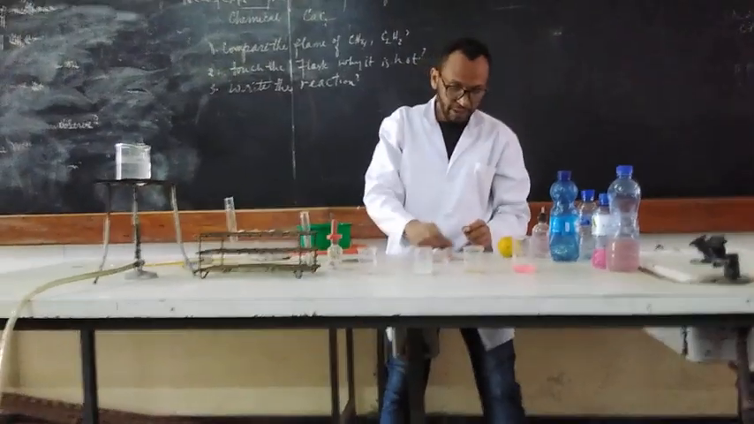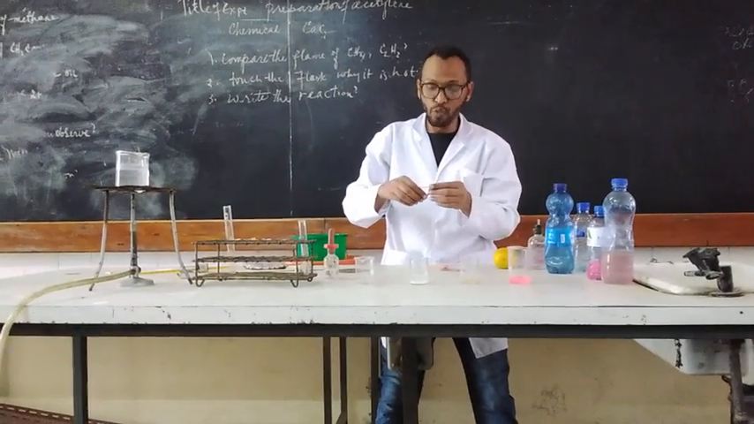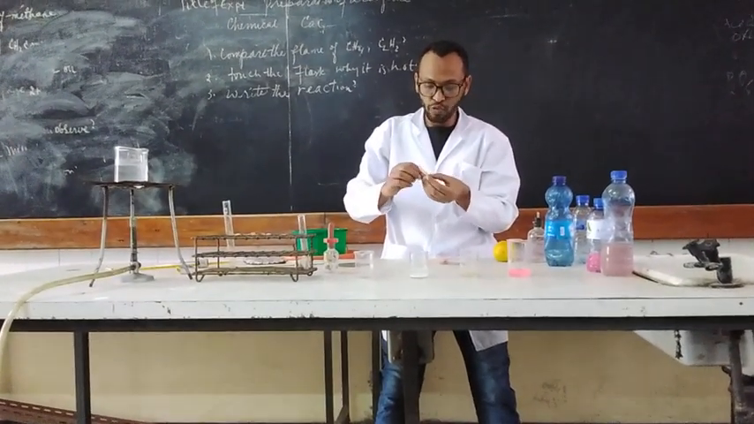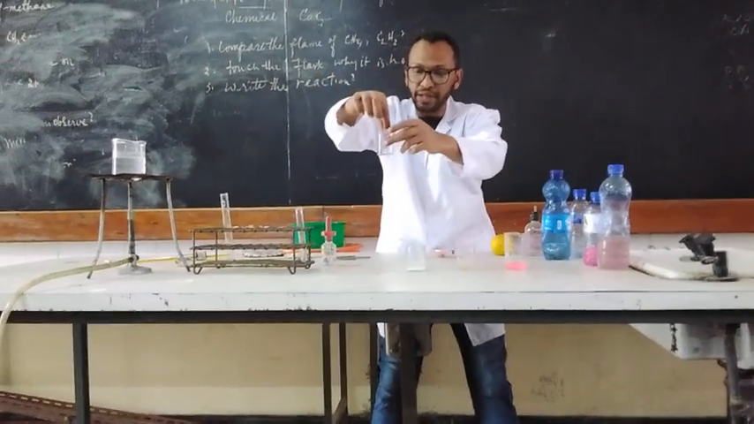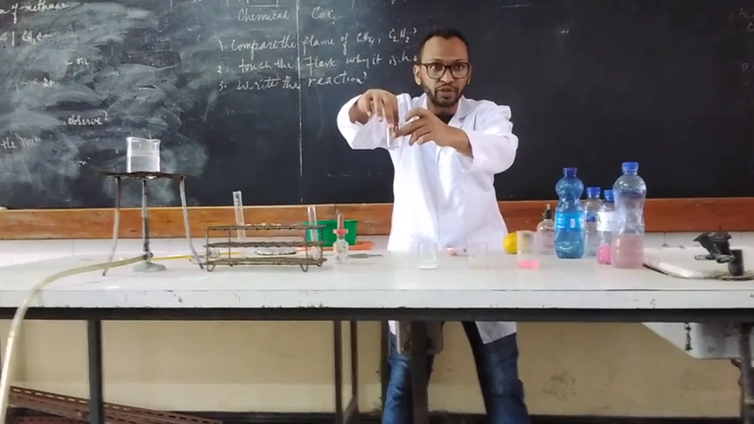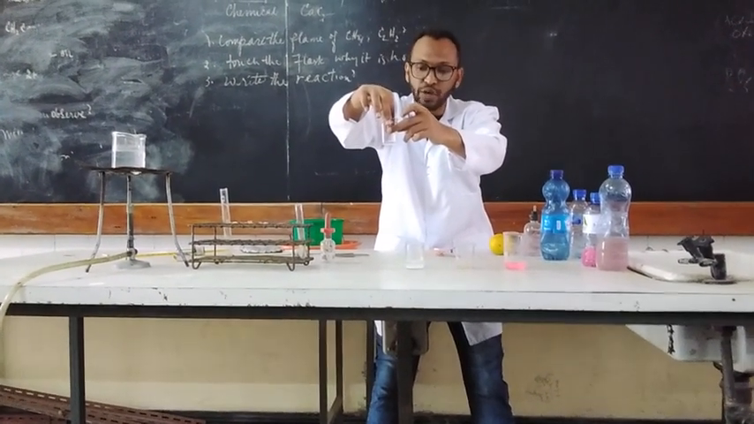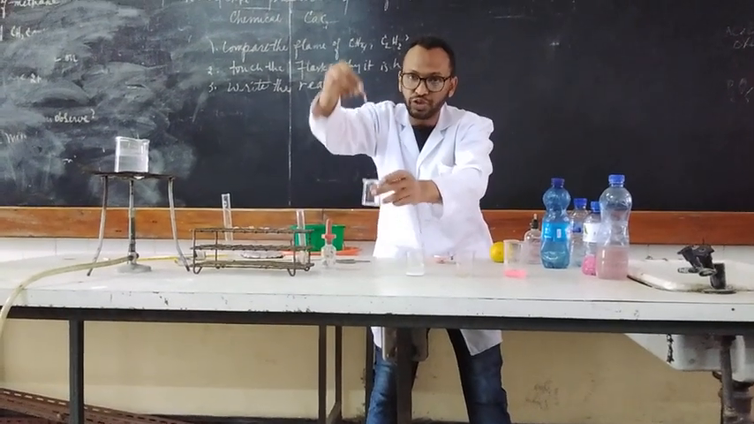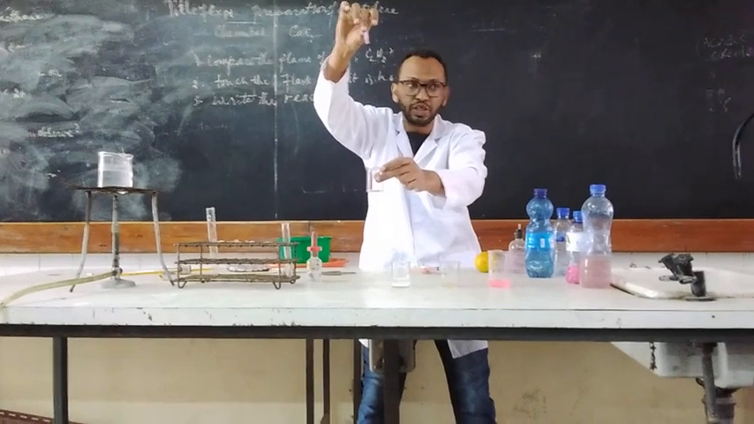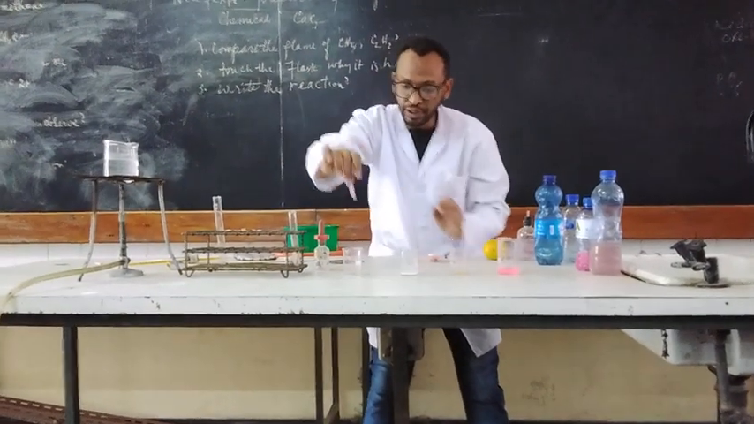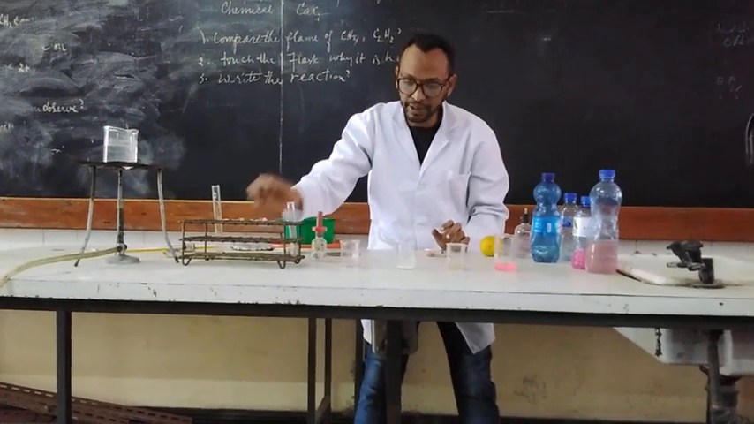And also let's use the other litmus paper, the blue one. If this blue litmus paper changes into red, then that chemical solution is what? Acid. So as you see now, this litmus paper changed into red, so this solution is an acid.